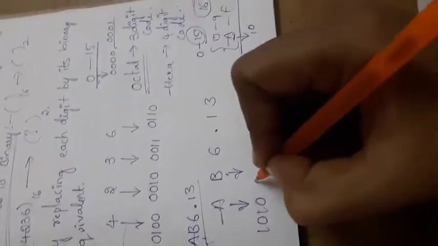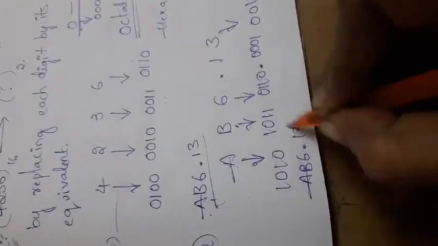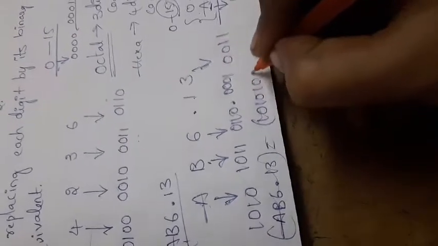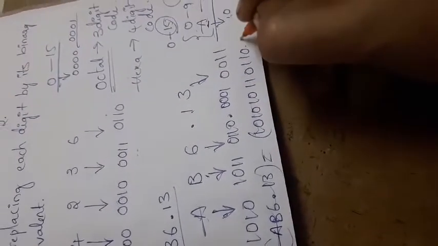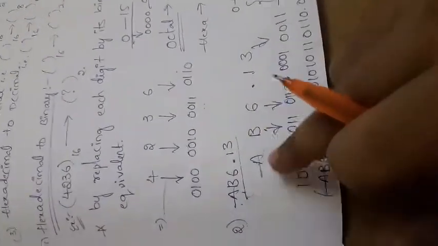For B, that is 1011. Already we know for 6 the number is 0110. And 1 is 0001. And for 3 what is the number? 0011. Okay, so this is the final binary number. Now we write the final result: AB6.13 in hexadecimal is equal to the binary number 101010110110.00010011.